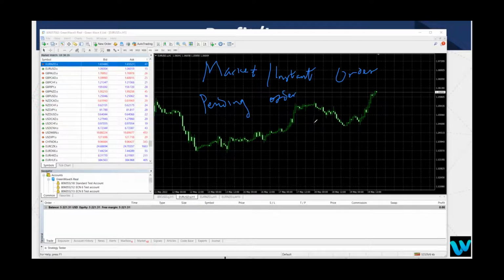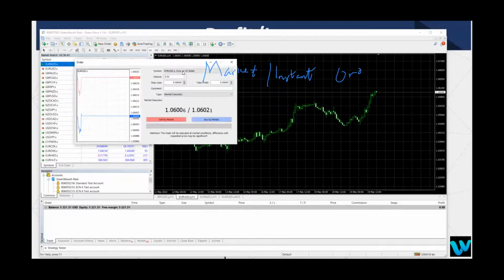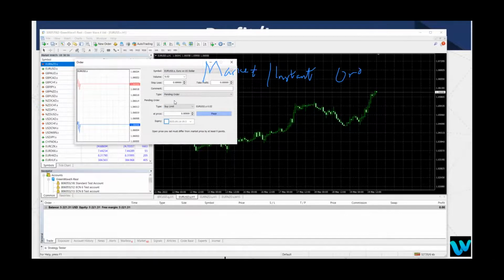All the trading order examples that we have shared with you so far on Euro New Zealand and Euro US dollar, they are all market orders or instant orders because we opened those trades at the current market price. But if you want to do a pending order, you just come here, new order, set what you want to trade, put the volume, and then come here, type. You can see market execution. You can choose pending order. Now, we have 4 types of pending orders. That's what I'm going to explain to you now.